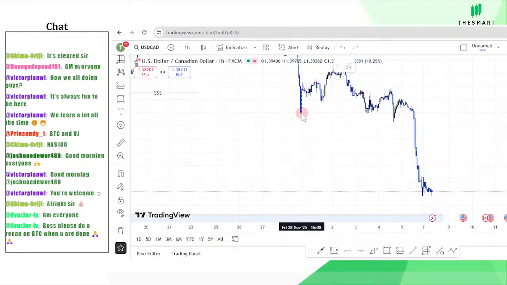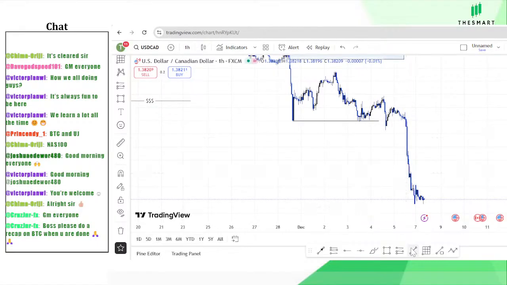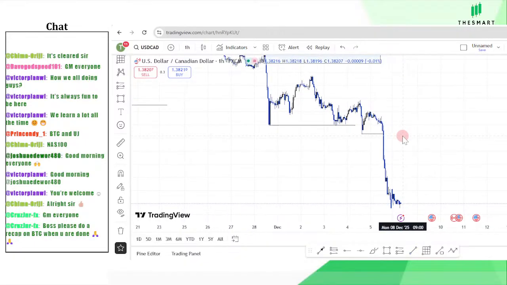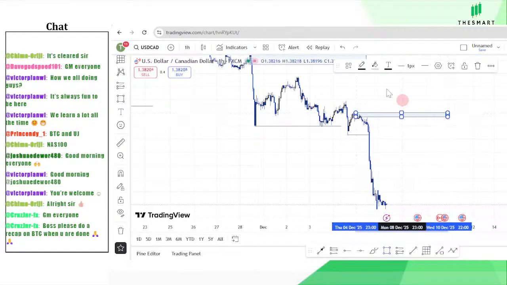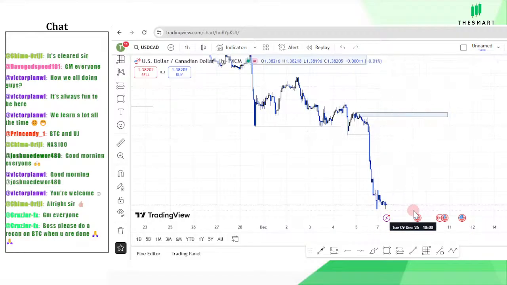So first, at this point, we have this break followed by this one, followed by this one. Let's do something this morning. Let's see if we are all active. This is the first zone, and we have this one here.